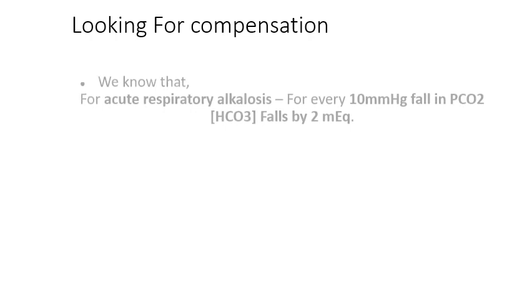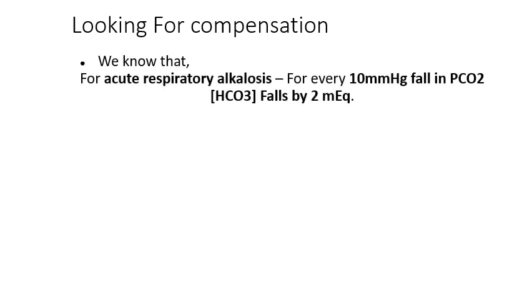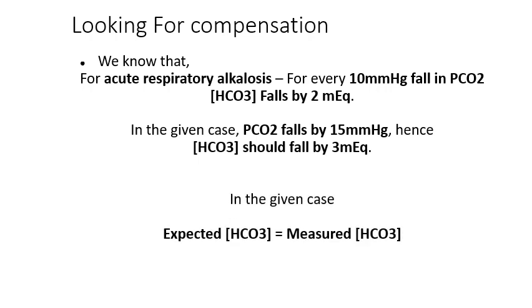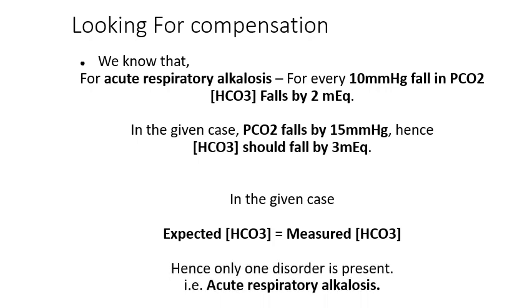Solving for compensation, for acute respiratory alkalosis, we know that for every 10 millimeters of mercury fall in PCO2, the bicarb should fall by 2. In the given case, bicarb is 21 and the PCO2 is 25. So PCO2 has fallen by 15. So 10 is to 2 means 15 is to 3. So the bicarb should fall by 3 milliequivalents. So 24 minus 3 is 21, and the given value is also 21, which tells us that there is no second disorder and there is only one disorder, that is acute respiratory alkalosis.